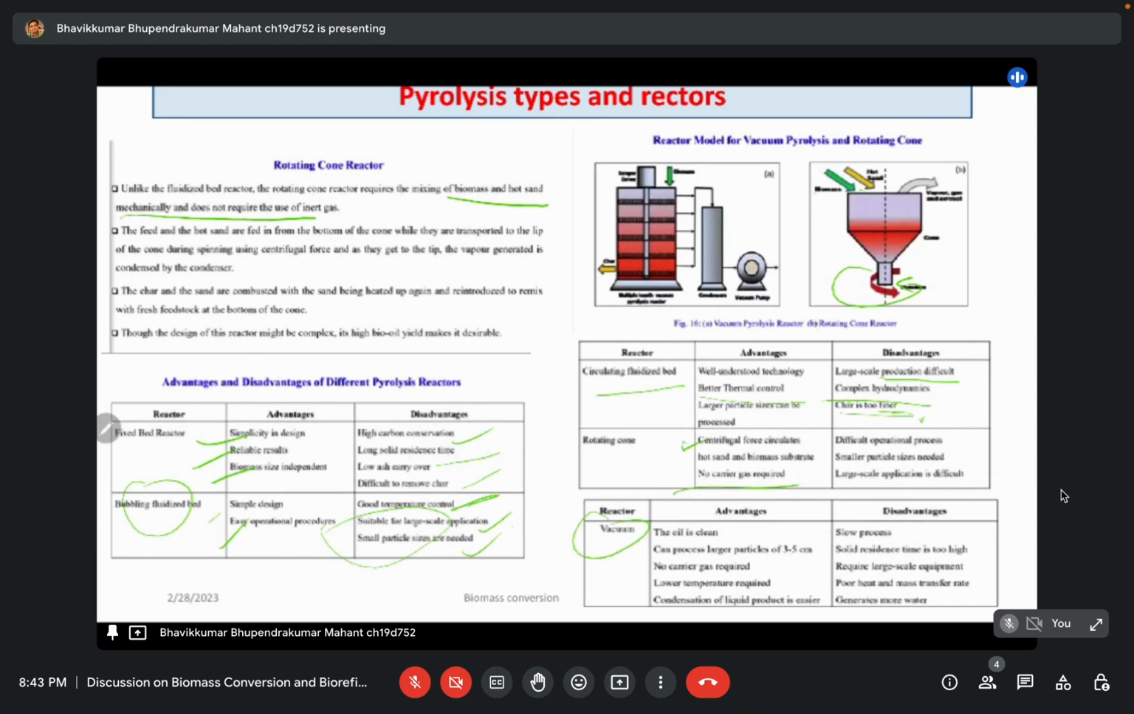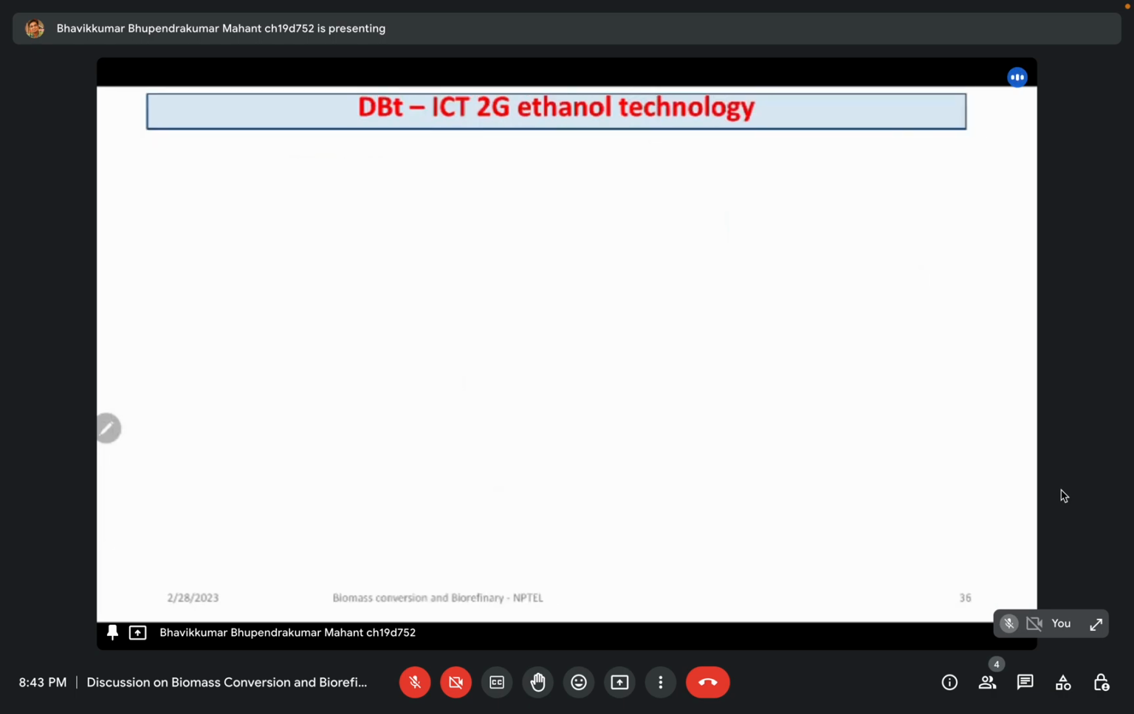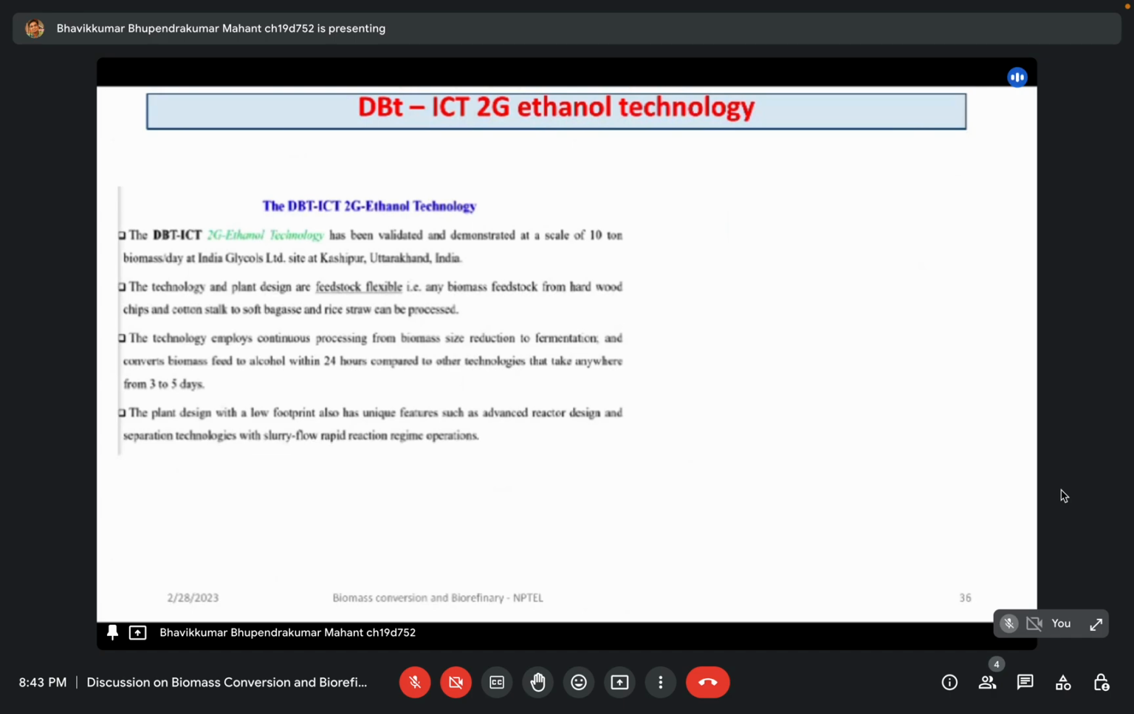Now we talk about the vacuum reactor. The oil is clean, it can process large particles, no carrier gas is required, low temperature is required, and condensation of the liquid product is easier. The disadvantage is that it is a slow process. Solid residence time is too high, heat and mass transfer rate is poor, and more water will be generated. So these will be helpful for solving some assignment problems. Now we are focusing on the DBT-ICT technology.